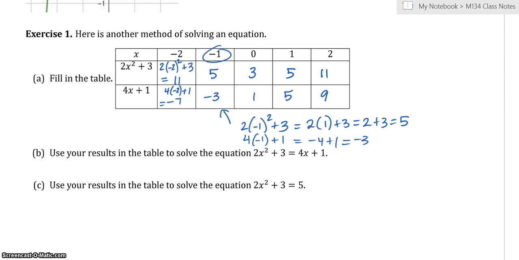And then you can do the same similar procedure to all of those. So I'm going to do part B. Use your results in the table to solve this equation. So we want to know where this is equal to this. And you notice that these values are always different. Let's erase this, except for 1. If I plug in 1 on this side, it makes it a 5. If I plug in 1 on this side, it makes it a 5. So you can see, even though we don't know how to solve this yet, that x equals 1 would make that a true solution.